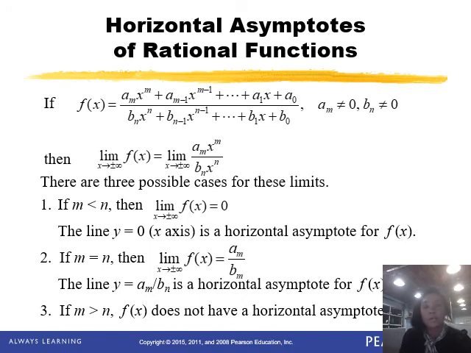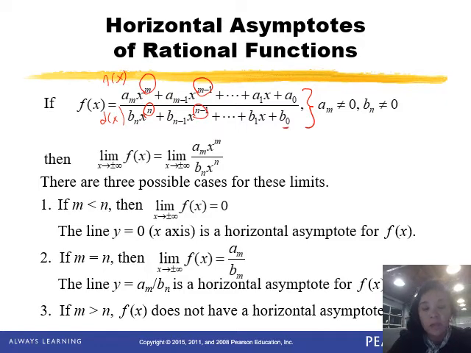All right, so here are the rules for horizontal asymptotes of rational functions. Here is our rational function right here. The numerator has a power of m, m minus 1, and so on. The denominator, n of x, has an exponent of n, n minus 1, etc., all the way down to b sub 0.